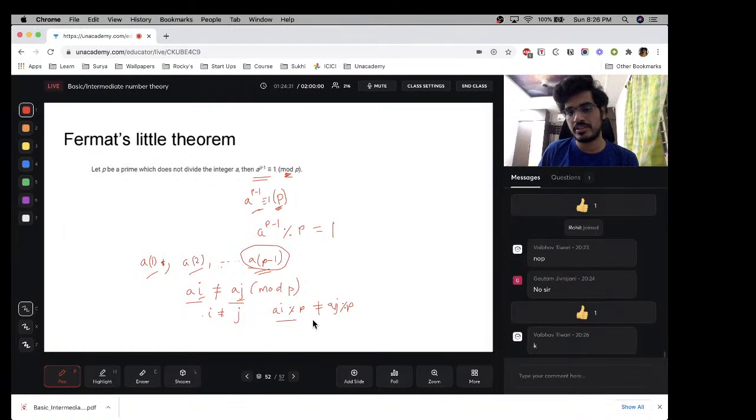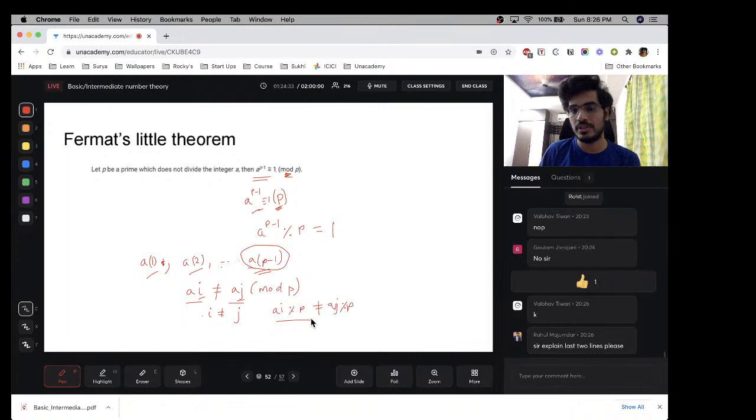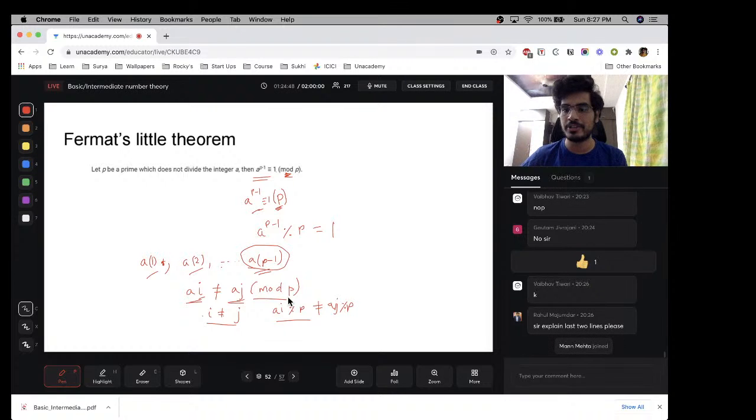How do we prove this? I'll leave it up to you. If I not equal to J, then AI not equal to AJ mod P. I would like you guys to prove it by yourself. It's very simple. You can prove it by contradiction.